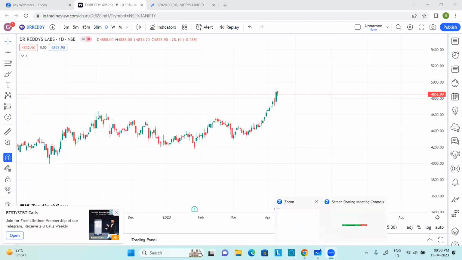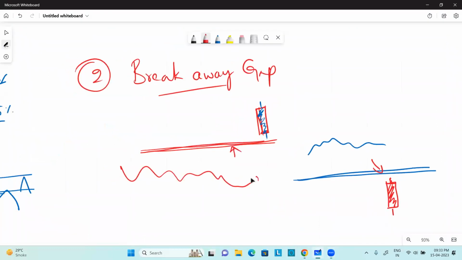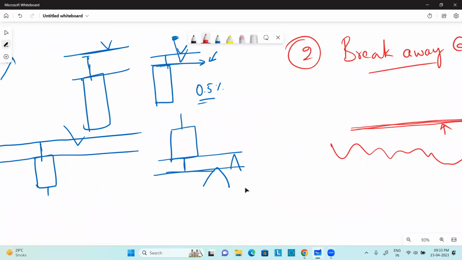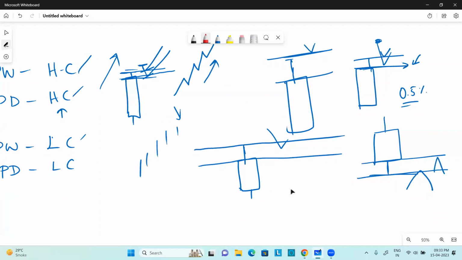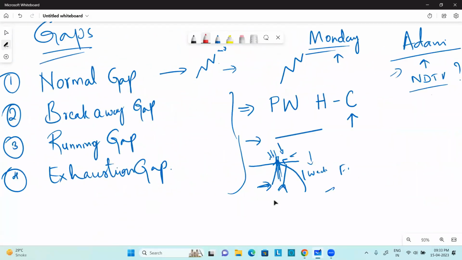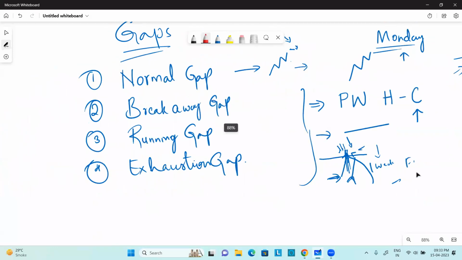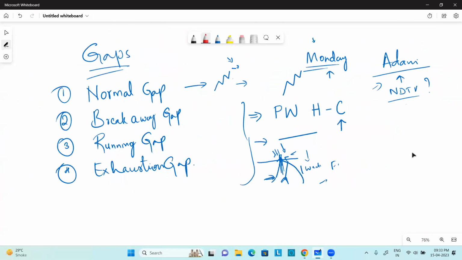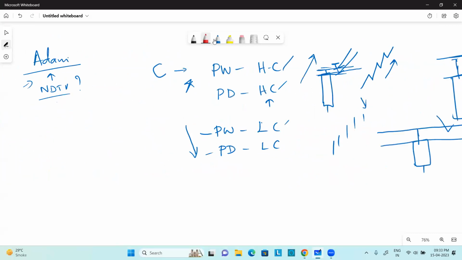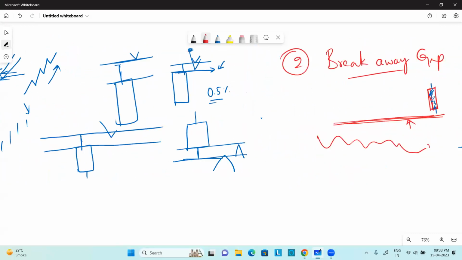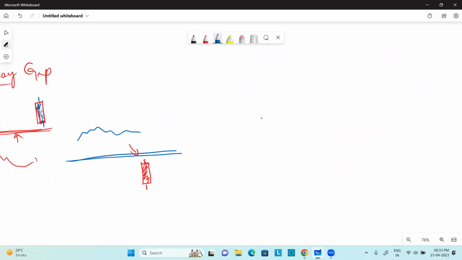So अभी चलेंगे, बहुत लेट हो गए, and next one is, let us at least finish the gaps today. It is very important, that's why I am taking a lot of time to explain you. Running gap क्या होता है?